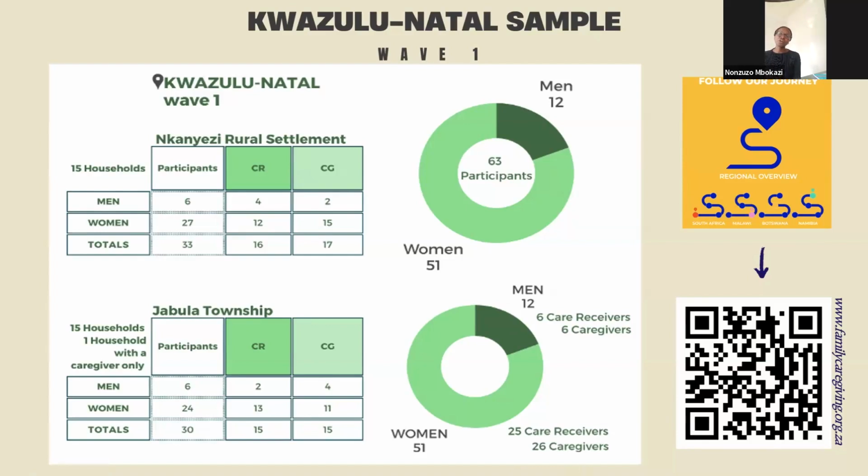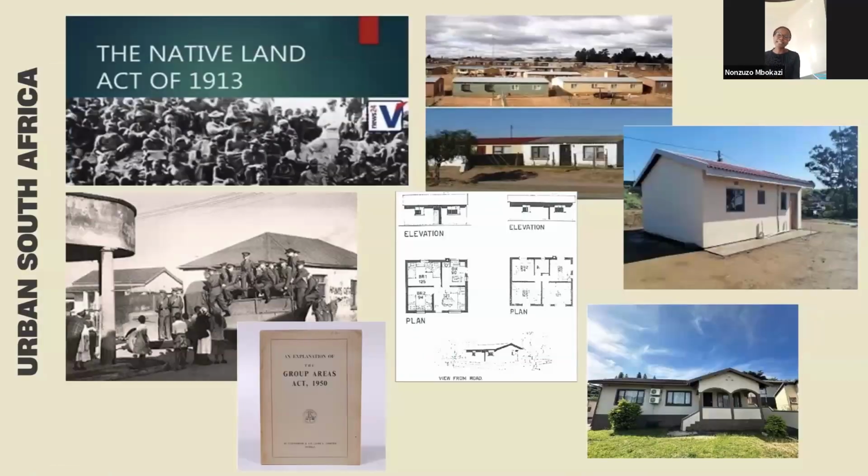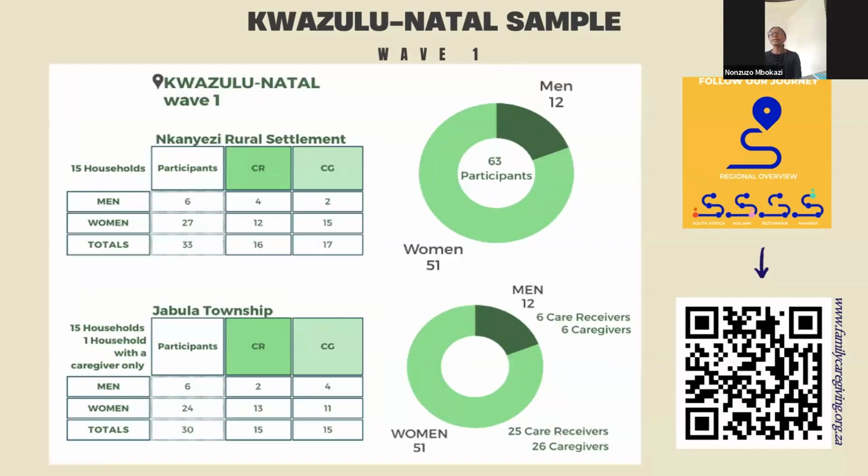And moving on to the township, which is Jabula Township, within the same municipality, we interviewed 2 male care receivers and 4 male caregivers, and we had 13 women care receivers and 11 women caregivers. In total, with the areas combined, we had a total of 6 male care receivers and a total of 6 male caregivers. And in terms of women, we had 25 care receivers and 26 caregivers.